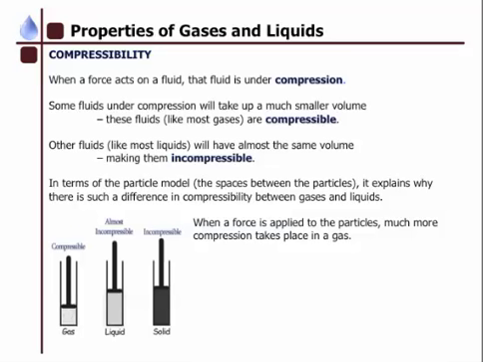In terms of the particle model of matter, the spaces between the particles explain why there is so much difference in compressibility between gases and liquids, because gases have so much more space in between their particles than liquids do. So when a force is applied to the particles, much more compression takes place in a gas because there's so much more room in between these particles.